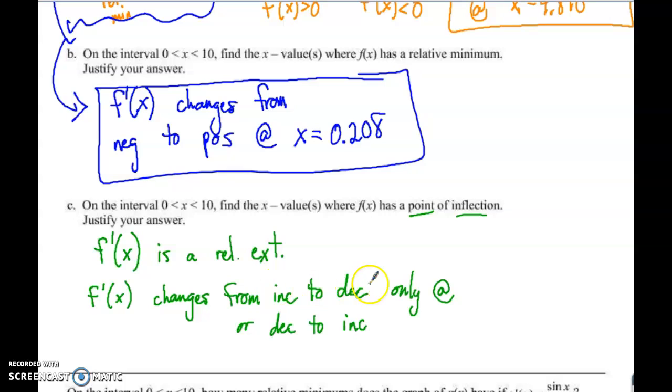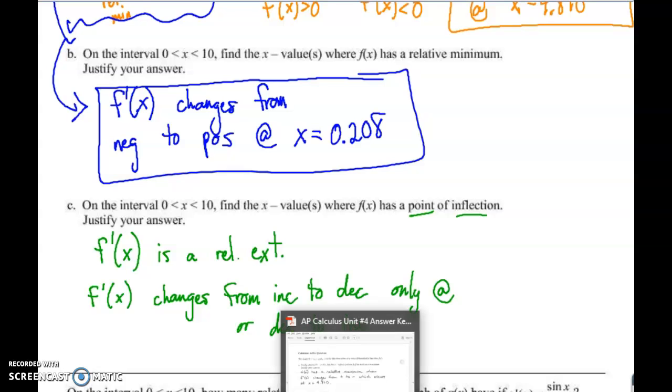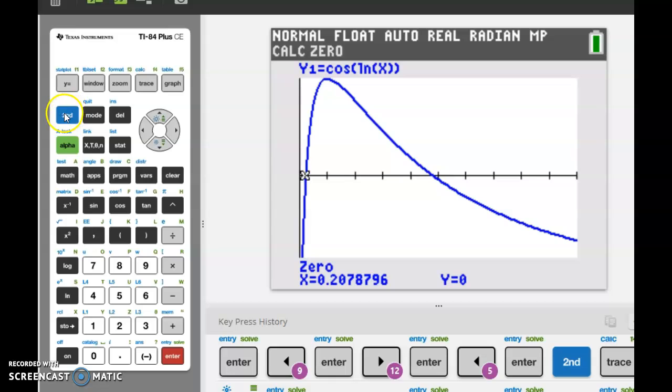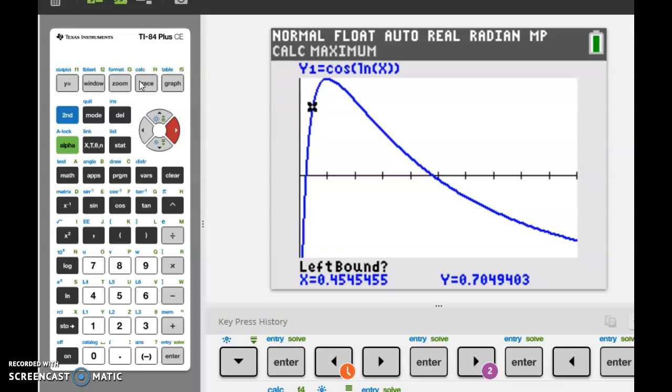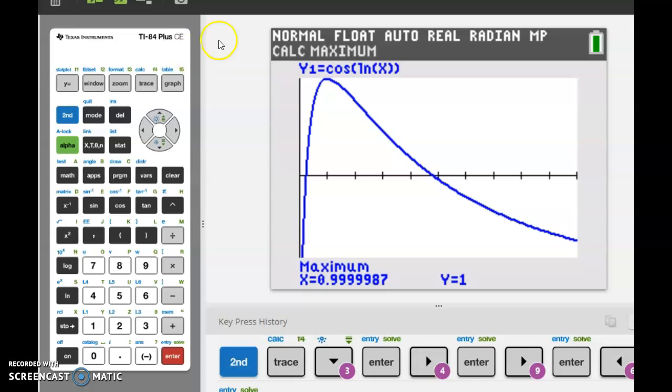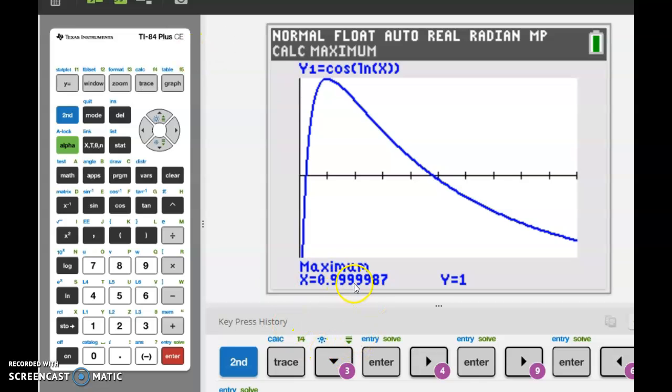Because if you're changing from increasing to decreasing or decreasing to increasing, that's your clue that the second derivative is changing. It's changing concavity, which is exactly what's happening. So your button pushing: second trace, this time we want the maximum. You just need to be to the left of the max somewhere, hit enter, to the right, hit enter, and somewhere in between. And I would just give a value of x equals 1 here.